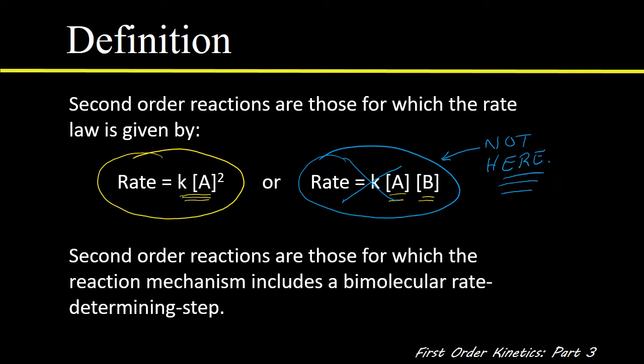All right, so what causes second order reactions? They're the ones for which the rate determining step in the mechanism involves two molecules colliding with one another. So anytime you have a bimolecular rate determining step, you're going to have second order kinetics.